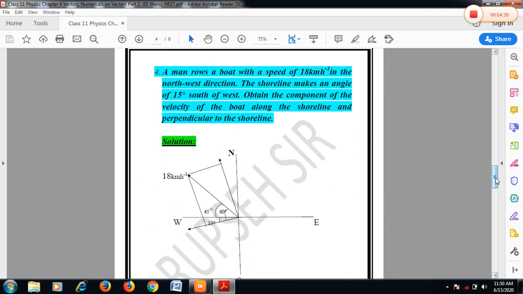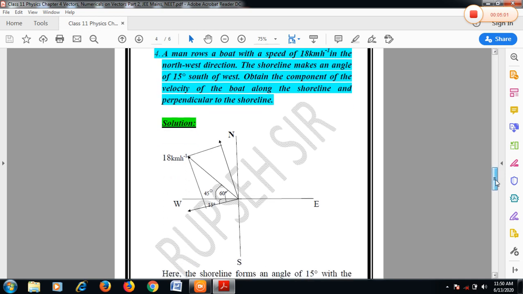A man rows a boat with a speed of 18 km per hour in the northwest direction. The shoreline makes an angle of 15 degrees south of west. Obtain the component of the velocity of the boat along the shoreline and perpendicular to the shoreline.